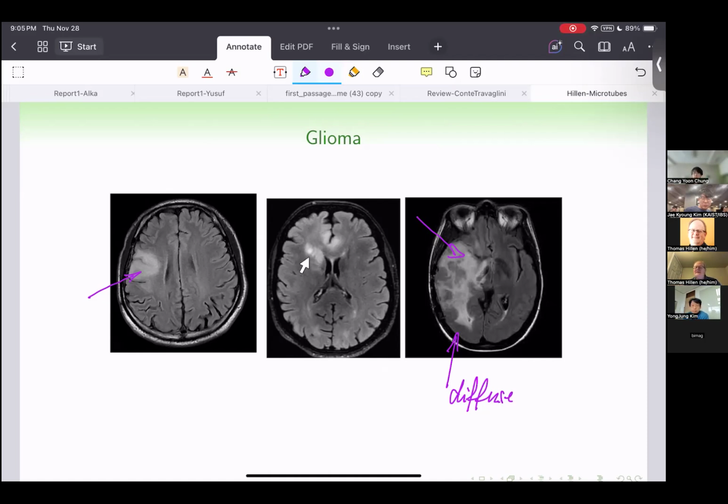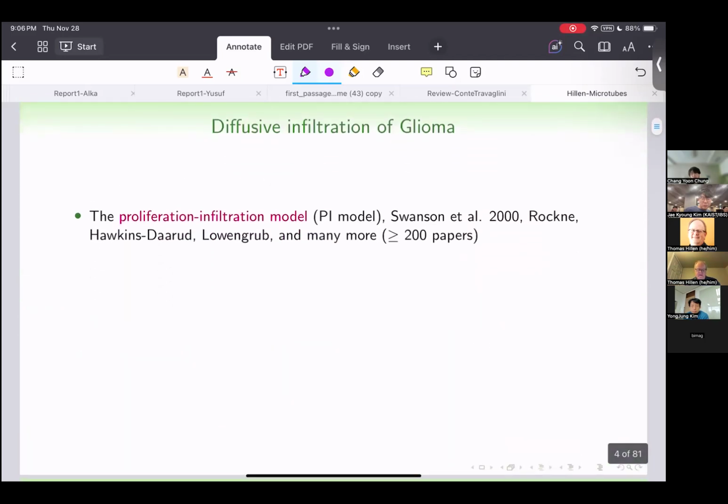And then the first idea which people had to model this is a diffusion equation, right? If it looks so diffuse, then maybe a diffusion equation or a reaction diffusion equation might be the best way to model this. And this has been done. So now I show you the three most prominent diffusion type models for the glioma. The first one is a model by Christine Swanson, which she developed in 2000. So it's already quite several years old. It's called the proliferation infiltration model, or the PI model.